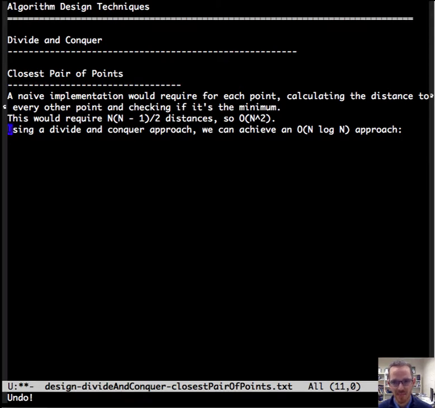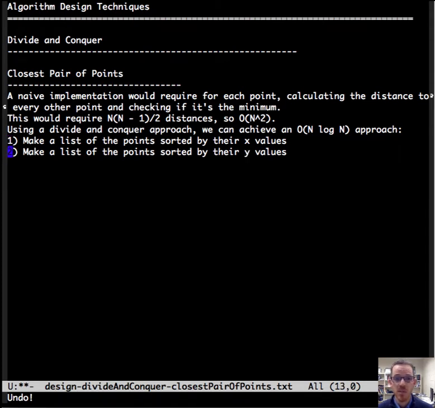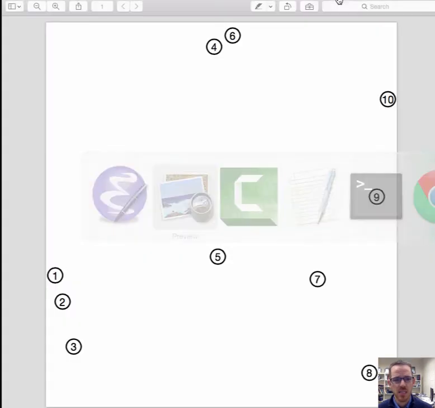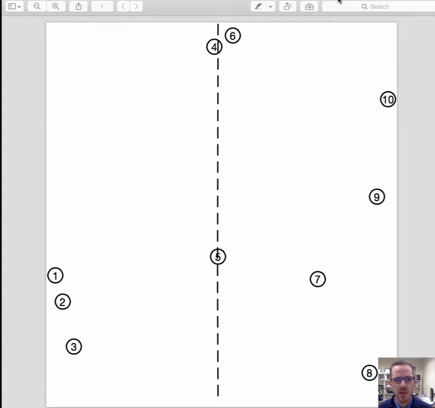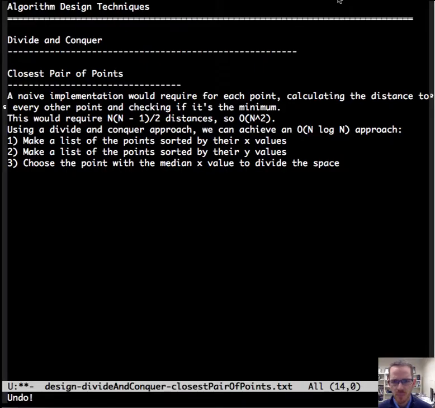Let's talk about that. First, make a list of the points sorted by their x values. That can be done in order n log n, so it doesn't add anything to our total order. Second, make a list of the points sorted by their y values. Same thing. Then third, we're going to choose a point with the median x value to divide the space. So let's see that. That's going to be about here.